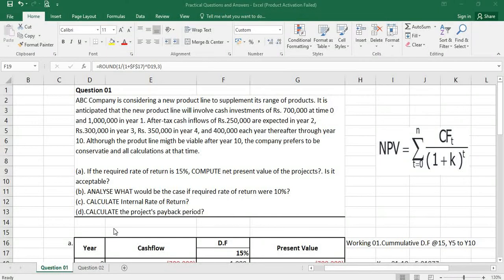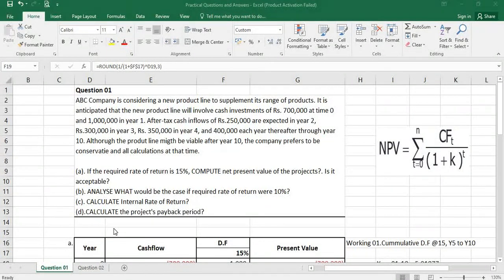In this question, I'll read out the question first. ABC company is considering a new product line to supplement its range of products. It is anticipated that the new product line will involve a cash investment of 700,000 at time zero. Like we discussed earlier, the cash outflow at year zero will be 700,000, and in year one also, 1 million we have as cash outflow.